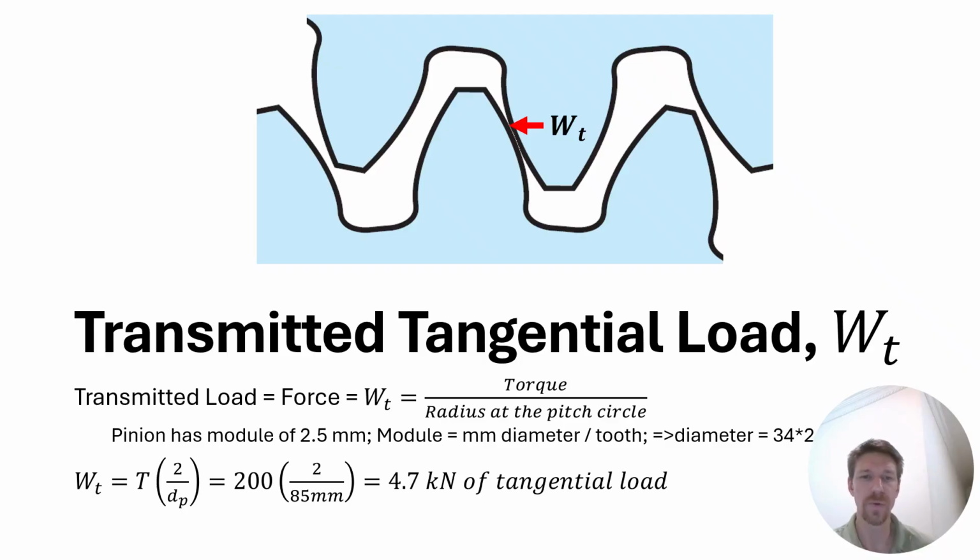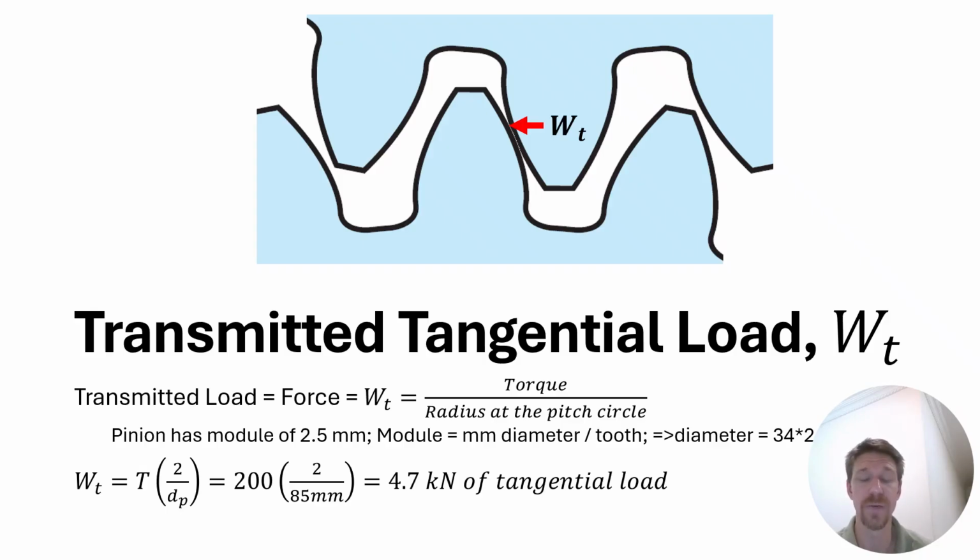So the load, we were told that the pinion has a module, so the gears have a module of 2.5 millimeters, and module equals millimeters of diameter per tooth. If you take the number of teeth, which we were told is 34 for the pinion, times 2.5, you get the diameter. So that diameter is 85 millimeters. Then to calculate the load, we take the torque, which is 200 newton meters, times the reciprocal of the radius, which is 2 over the pitch diameter, so that's 2 over 85. So 200 times 2 over 85 is 4.7 kilonewtons of tangential load, or 4,700 newtons.